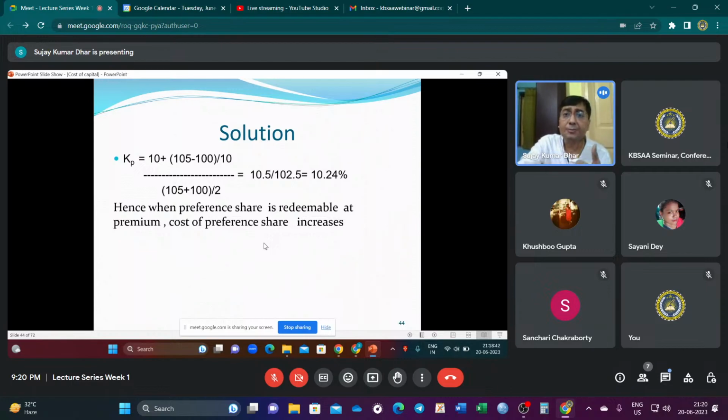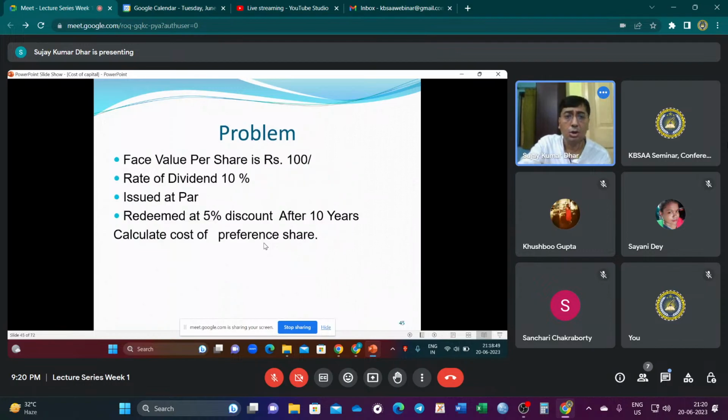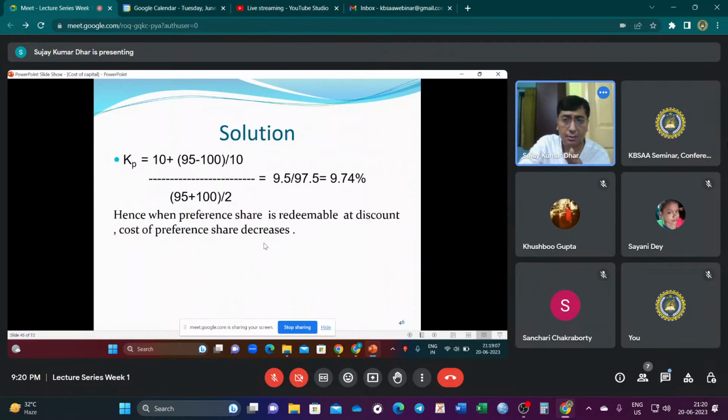So when it is redeemable at premium, that means company is paying more, but company is receiving less, so company's cost is increasing. On the other hand, when it is redeemable at 5% discount, that means what? Purchase price is 100, redemption price is 95. Redemption price is 95 means company is paying less. So when company is paying less, getting more, company's cost of preference is decreasing, 9.74%.